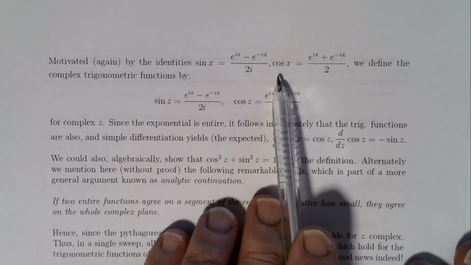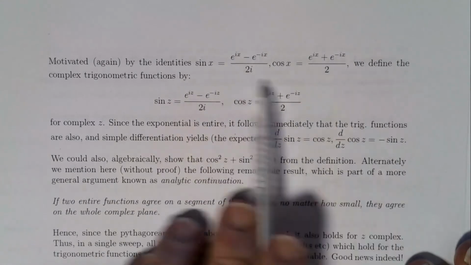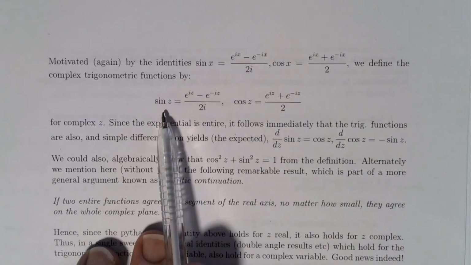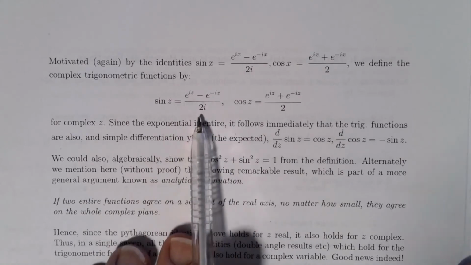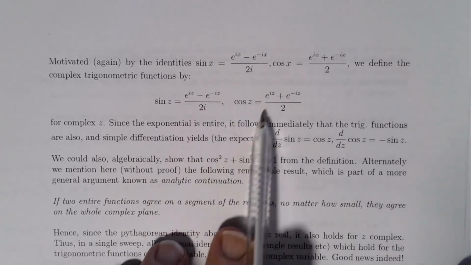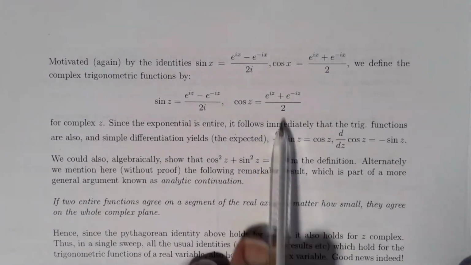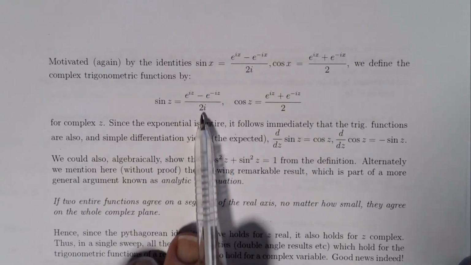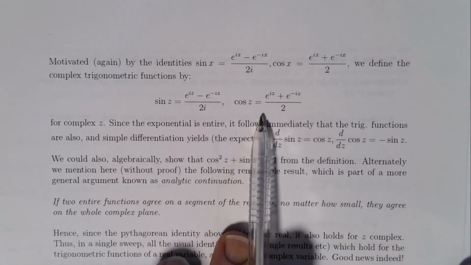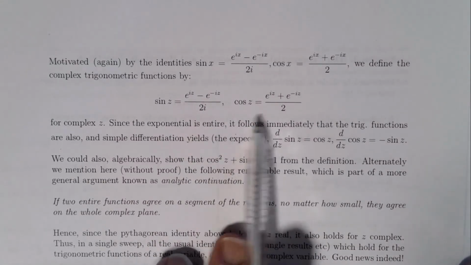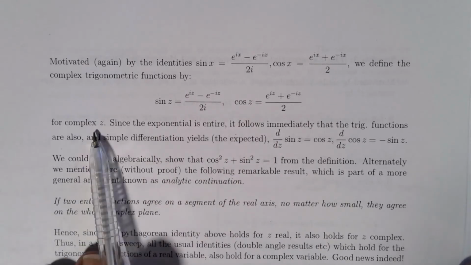And so we're going to use this to motivate our definition. We're going to define sine z in terms of the complex exponential. So we define sine z to be e to the iz minus e to the minus iz over 2i, and cos z to be e to the iz plus e to the minus iz over 2. Just be careful: for the sine you get this extra little i that you don't get for the cos. And that defines these functions for complex z.